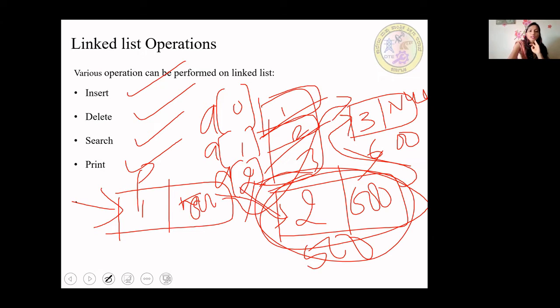And to search also, if we do anything in the linked list, we have to start from the first node. Again, I should start here, go on traversing and search. Then to print also, start from first, go on printing. These are the four operations on a linked list: insert, delete, search and print.